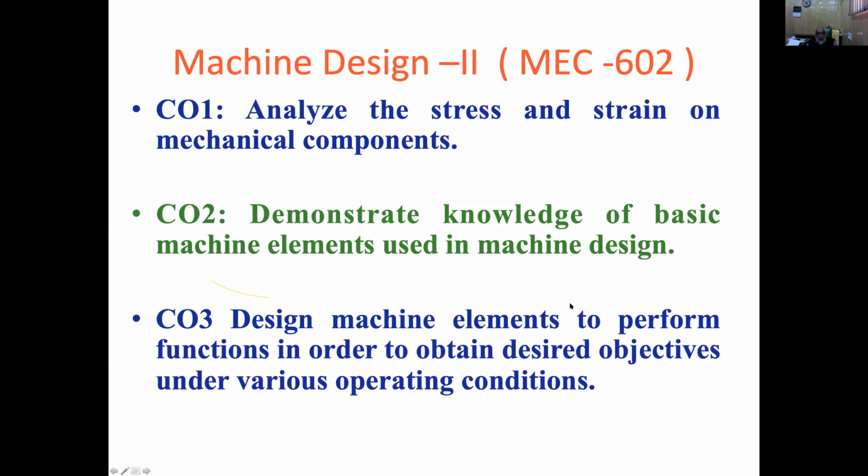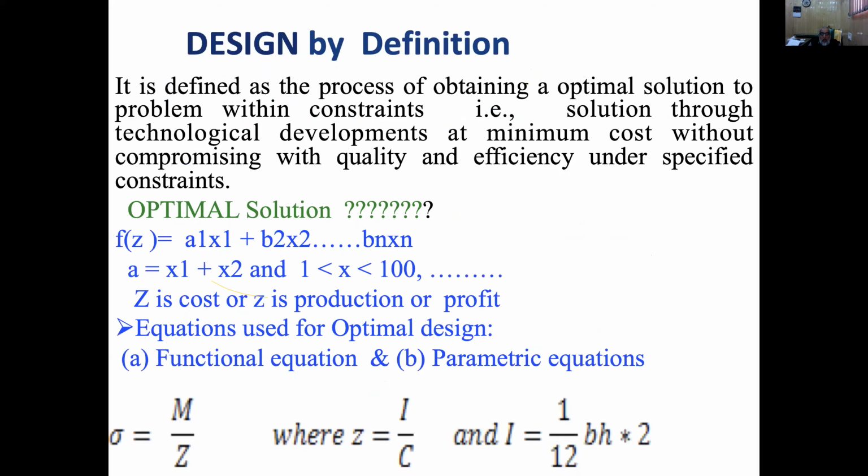So at the end of the course you will definitely be able to design the machine element for various operating conditions. Now I will also briefly give the definition of design. Design is a process to obtain an optimal solution to the problem without compromising quality and efficiency, with minimum cost under specified constraints. I will add one more term to this definition, that is the environment. Design is a process to obtain an optimal solution at minimum cost without compromising environment, quality and efficiency under specified constraints.